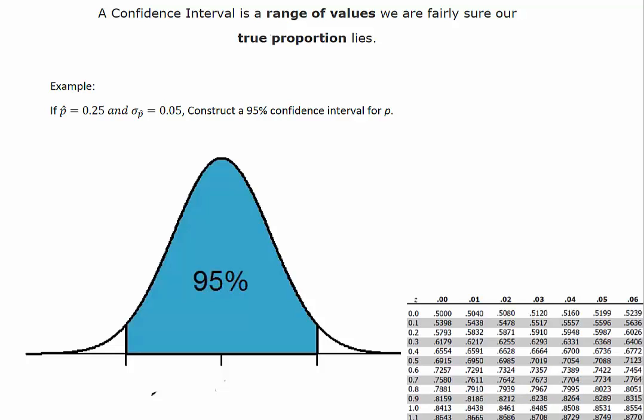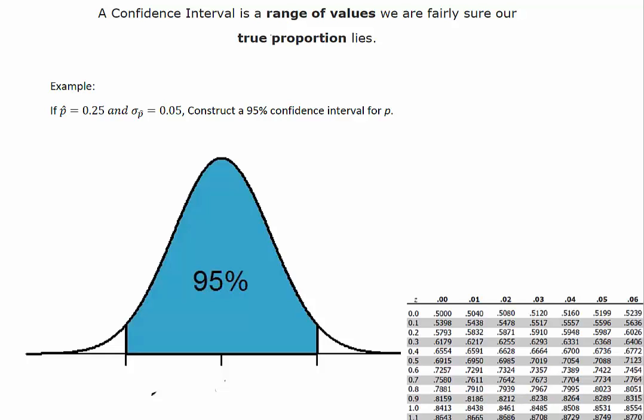This video is meant to be a quick overview of what confidence intervals are and how you're going to be receiving or trying to come up with a range of values where the true population proportion could lie. So, for example, you need some information from the statistic. We have 0.25, and 0.05 is our standard deviation from our statistic. And we're looking for a 95% confidence interval.